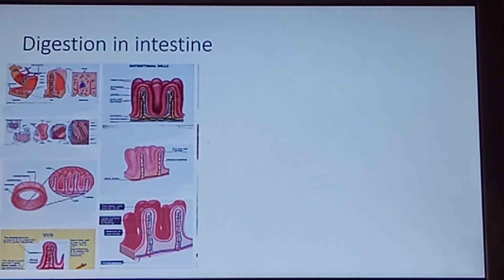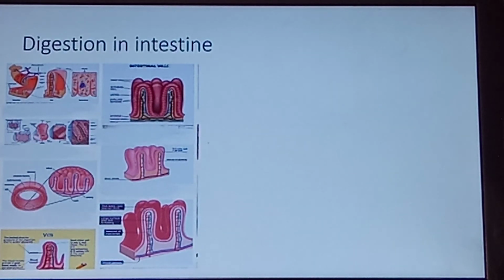The pancreas secretes the pancreatic juice that changes the starch into simple sugars and proteins into compounds called the amino acids. Absorption in the small intestine.